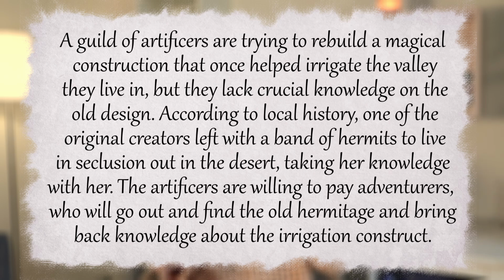The first one: a guild of artificers are trying to rebuild a magical construction that once helped irrigate the valley they live in, but they lack crucial knowledge on the old design. According to local history, one of the original creators left with a band of hermits to live in seclusion out in the desert, taking her knowledge with her. The artificers are willing to pay adventurers who will go out and find the old hermitage and bring back knowledge about the irrigation construct.